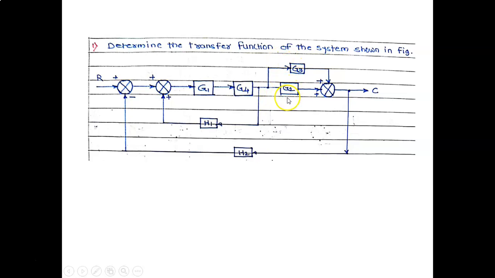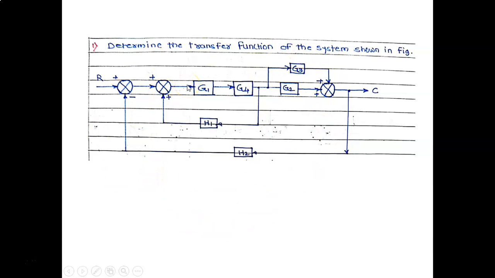Again this G2 and G3, they are connected in parallel, since signals are in the same direction. And again here this takeoff point is there, and this is feedback path, and in between this feedback path, this H2 block is there, and that signal is fed back to this first summing point. Now we have seen different rules how to find out the transfer function of this block diagram. Therefore, we'll apply rules one by one.